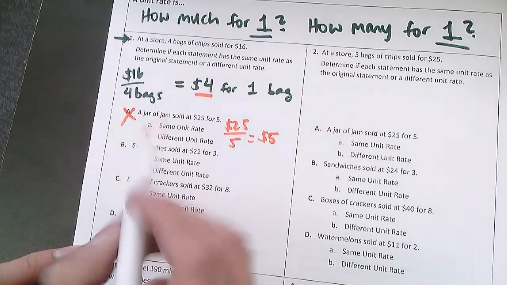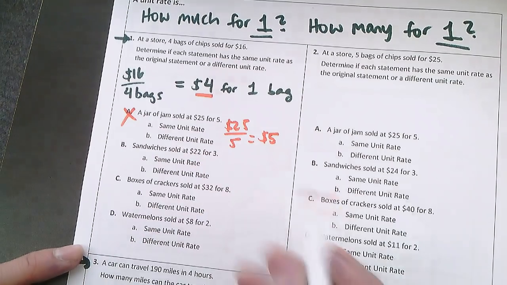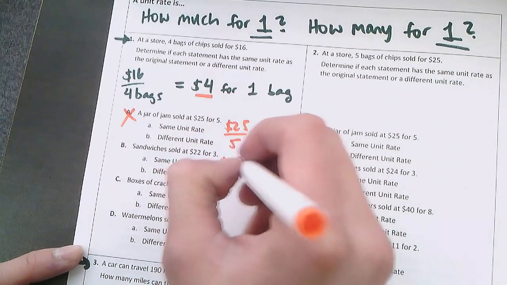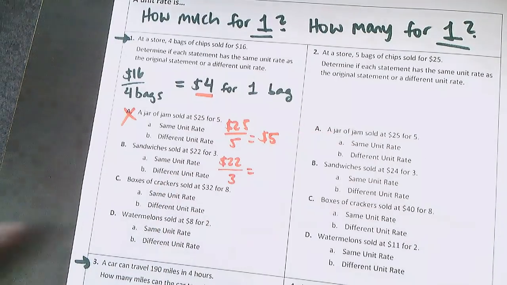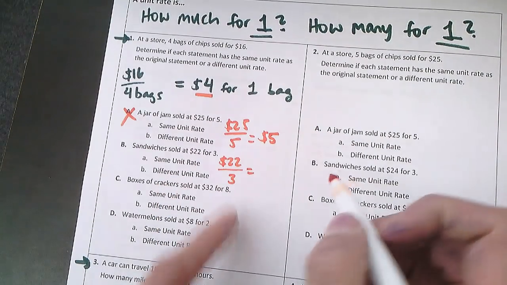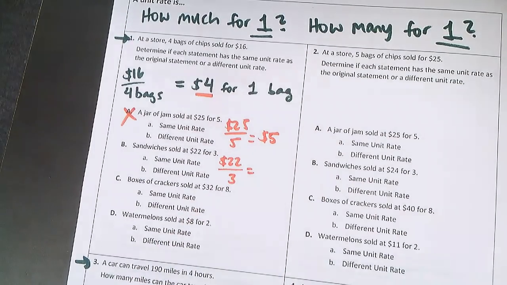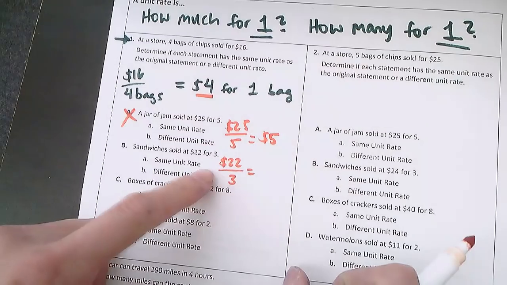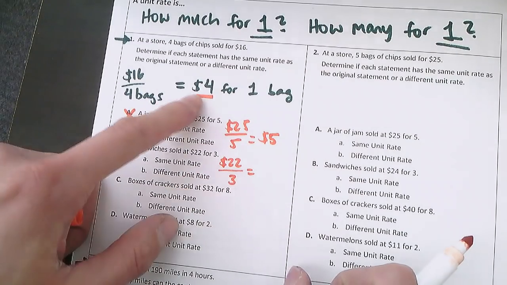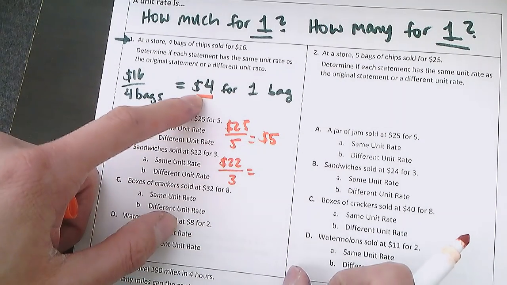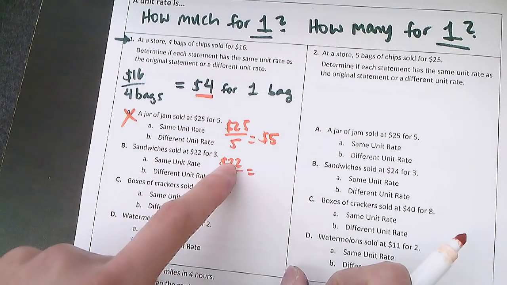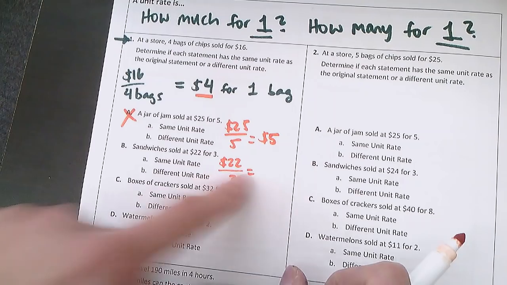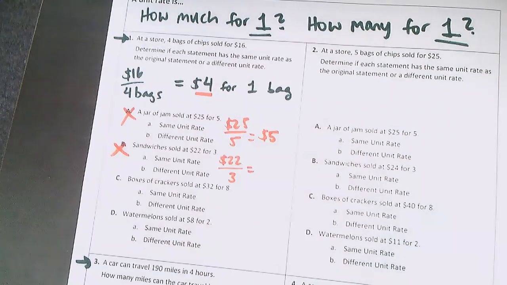Let's look at B. Sandwiches sold at $22 for 3. So that's 22 divided by 3 to figure out how much for 1. And 3 does not go evenly into 22. In this case, we don't even have to do the division, because we know 22 divided by 3 is not going to be 4. Right? It would have to be $12. 12 divided by 3 is 4. So already, even before we do the division, we know this is not going to equal 4. So B doesn't work.